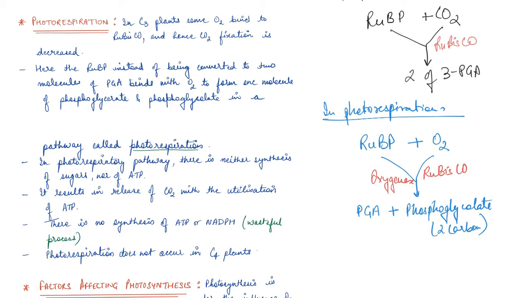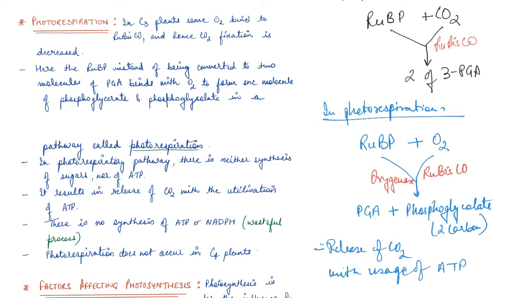So basically, in photorespiratory pathway, there is neither synthesis of sugar nor ATP, and rather it results in release of carbon dioxide with utilization of ATP. So here there is release of CO2 with usage of ATP. Right? Now, the photorespiratory pathway, what is happening? There is no synthesis of ATP or NADPH, and the biological function of photorespiration is not known to anyone yet.